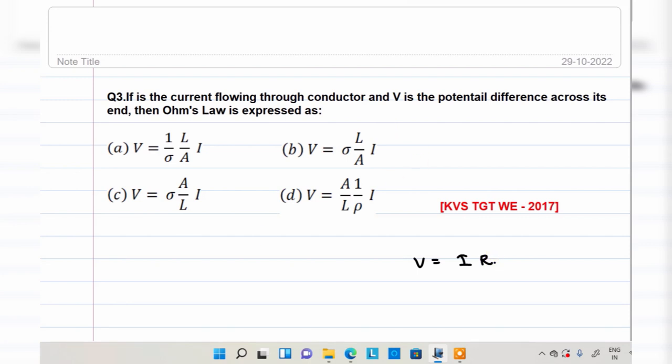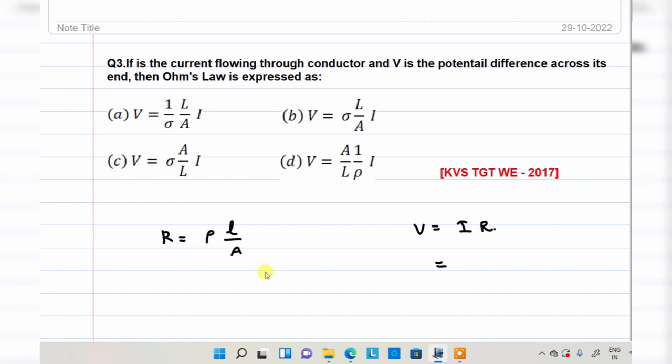No. But from the laws of resistance, R is equal to rho L by A. You know that R is equal to rho L by A. What is meant by rho? You can also write it as rho is equal to 1 by sigma, 1 by conductance, 1 by conductivity. Resistivity is equal to 1 by conductivity. I can replace it here. Now R is replaced by 1 by sigma, L divided by A, into I.